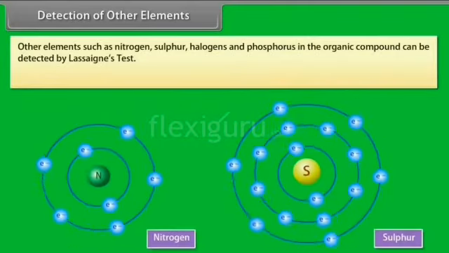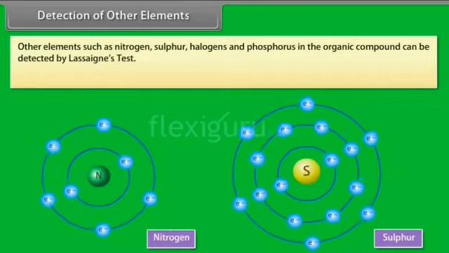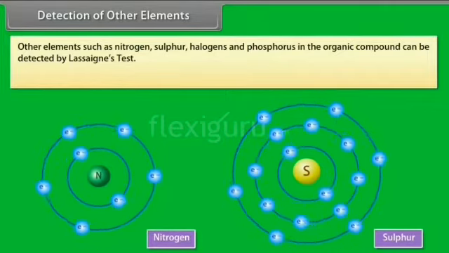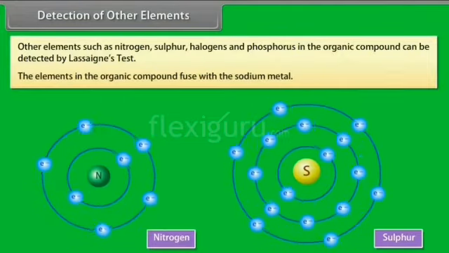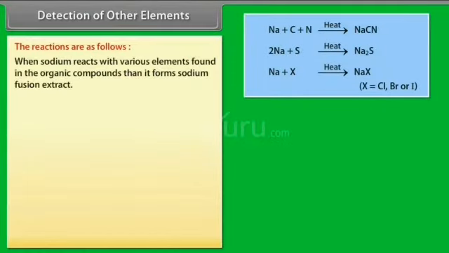Detection of other elements. Other elements such as nitrogen, sulfur, halogens and phosphorus in the organic compound can be detected by Lassaigne's test. The elements in the organic compound fuse with the sodium metal. The reactions are as follows. When sodium reacts with various elements found in the organic compounds, then it forms sodium fusion extract.